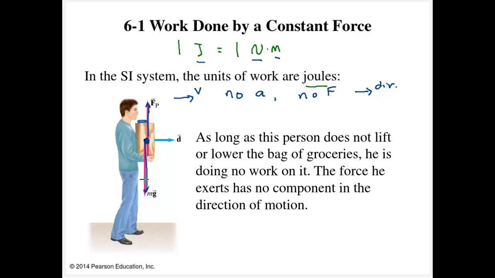Both F sub P and mg are not in the direction of motion. They have no component in the direction of motion. So therefore, he is doing no work as long as he does not lift the bag of groceries or lower the bag of groceries. In that case, our direction of motion would be that way, and work would be done.